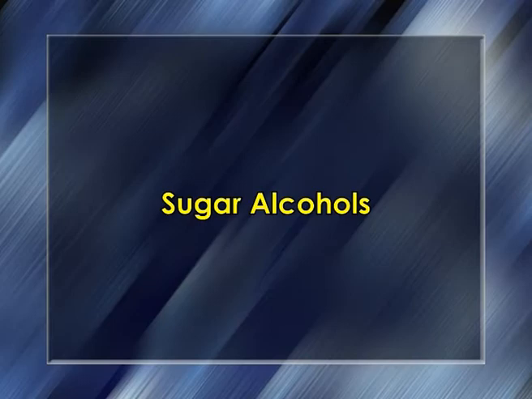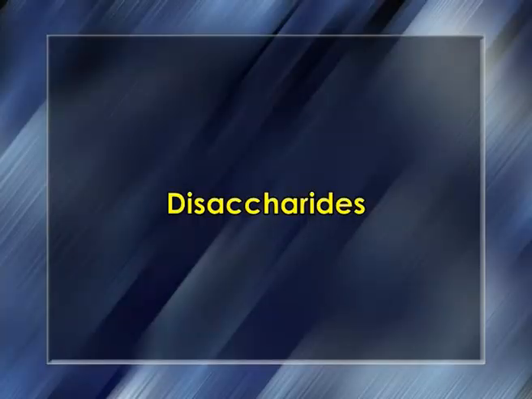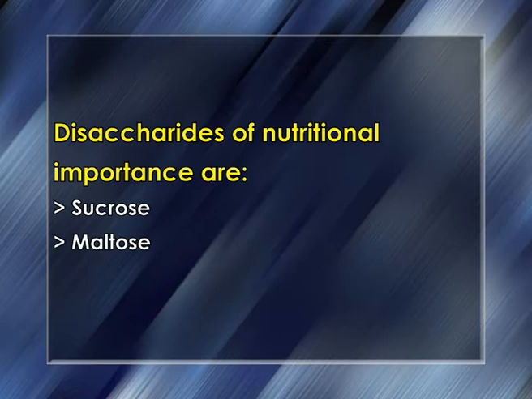Fourth, sugar alcohols. The important sugar alcohols are sorbitol, mannitol and dulcitol. D-sorbitol is an alcohol made commercially from glucose by hydrogenation wherein an aldehyde group is reduced to an alcohol group. Next, let's talk on disaccharides. The disaccharides are formed by the condensation of 2 monosaccharides with the elimination of 1 water molecule. The disaccharides of nutritional importance are sucrose, maltose and lactose. Now let's discuss them one by one.